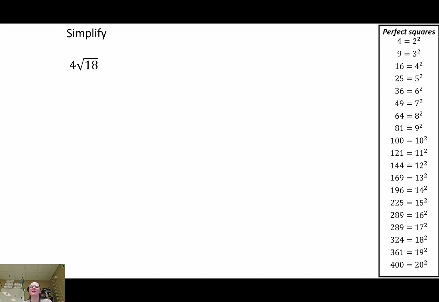All right, so now let's look at some that have a coefficient. So I've got 4 square root of 18. 18 is not a perfect square that I'm aware of. So let's look at factors of 18. So 1 and 18, 2 and 9, 3 and 6. 9 is my only perfect square. 4 didn't work, 5 didn't work, and we're back to 6. So we know we've got all our factors. 9 is my only perfect square.